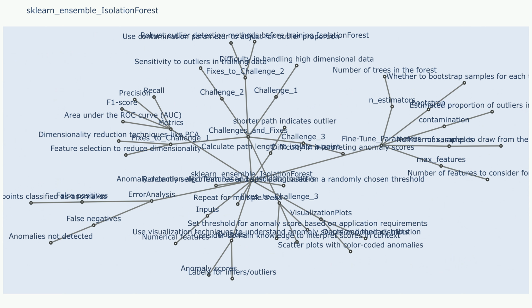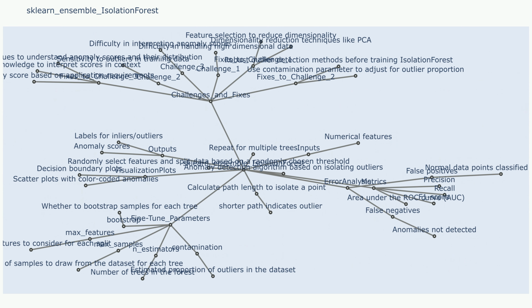Visualization plots. Visualization plot 1: Scatter plots can be used to visualize the data points and their anomaly scores. This can help to identify clusters of outliers. Visualization plot 2: Histograms can be used to visualize the distribution of anomaly scores. This can help to understand the range of scores and identify potential thresholds for outlier detection.